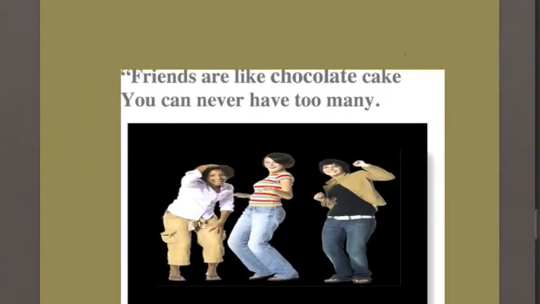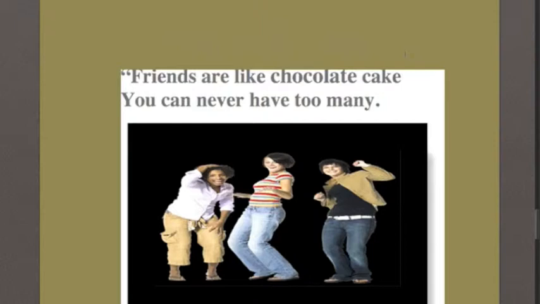Sometimes authors extend their similes so that we can be captured by what they're saying. And also, it gives us an insight into the author's mind. It lets us know how the author feels about a particular subject.